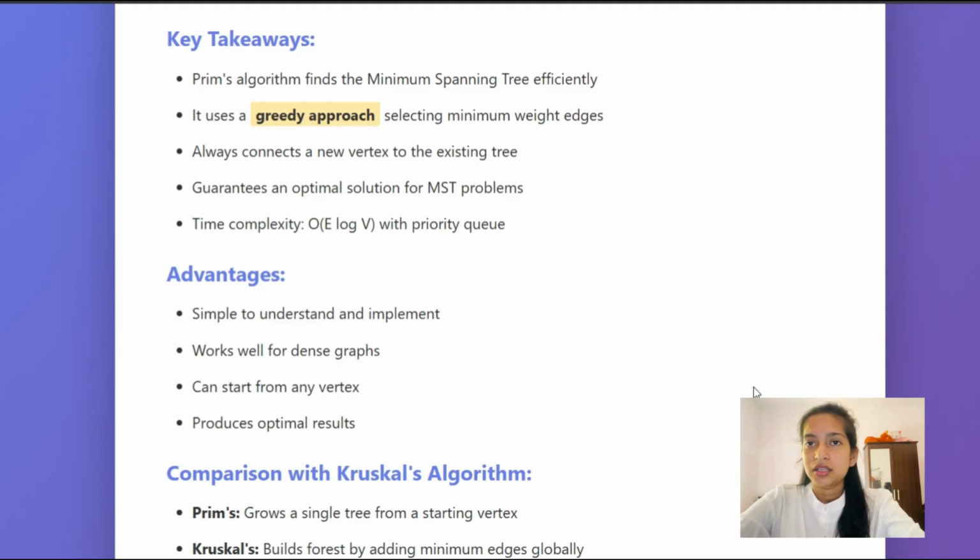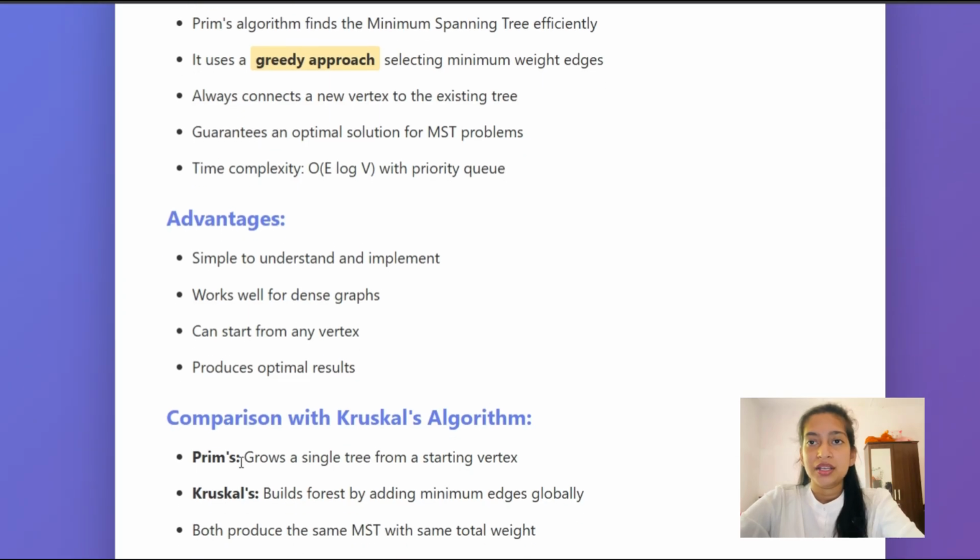With a priority queue implementation, it runs in order E log V time, which is quite efficient. What are the advantages? Well, it is simple to understand and implement. It works particularly well for dense graphs, when you have many edges. You can start from any vertex and still get the same optimal total weight. And most importantly, it always produces optimal results.